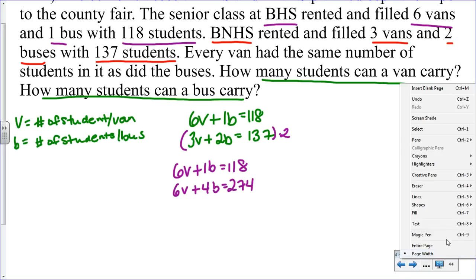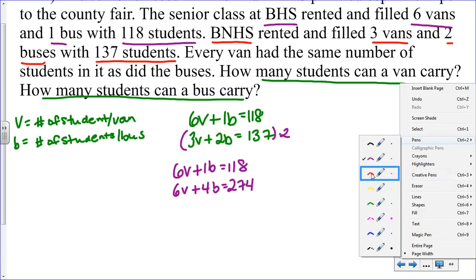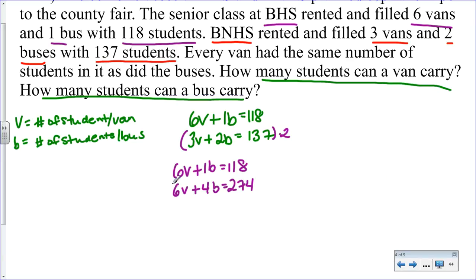Okay, one other thing that you need to do before you can actually cancel is you need to make sure you have opposites. Notice that these don't cancel because they're both positive. So I'm going to go ahead and change my signs in just the first one, and then I can add them together. So negative 6 and 6 cancel out. Negative 1 plus 4 gives me 3b. And then negative 118 plus 274 gives me 156. So we're going to divide by 3 on both sides and get 52 for an answer.